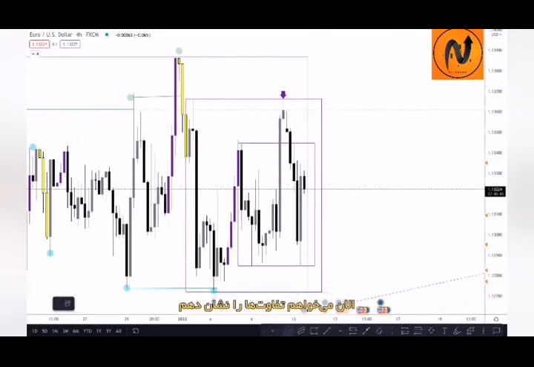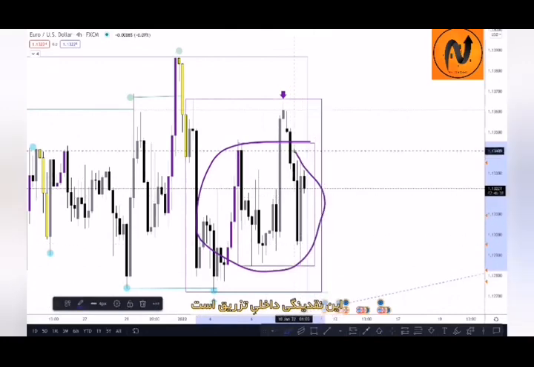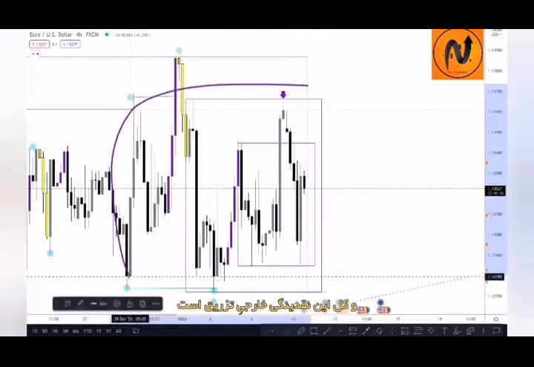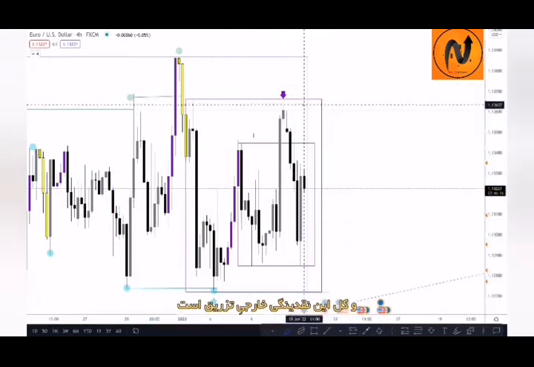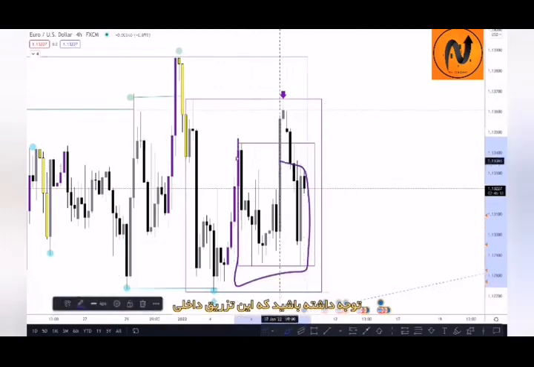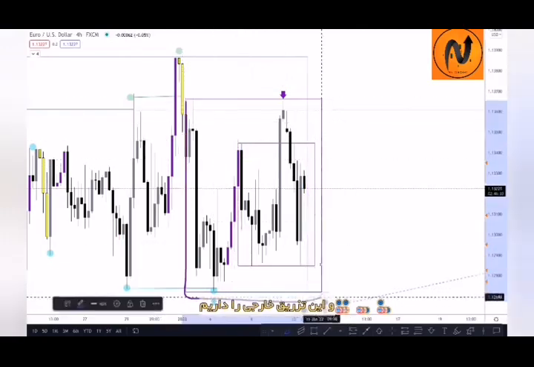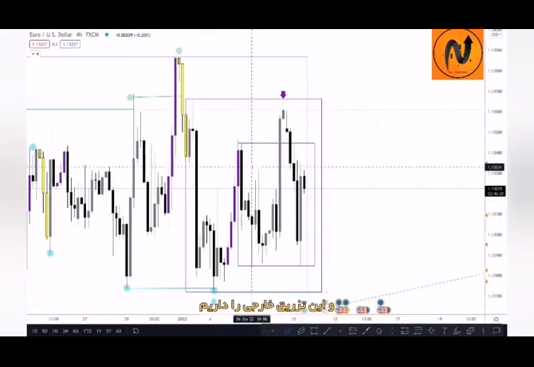Now I want to show you the difference. Look at the difference. This is internal liquidity of the injection. This is all external liquidity of the injection. Notice how we have this internal injection and we have this external injection here.